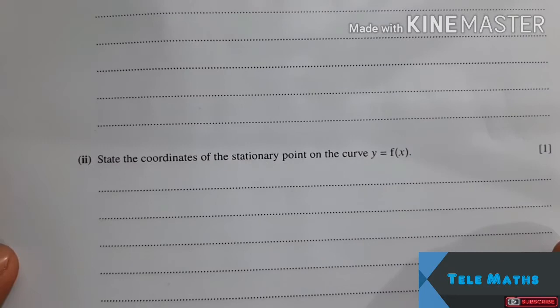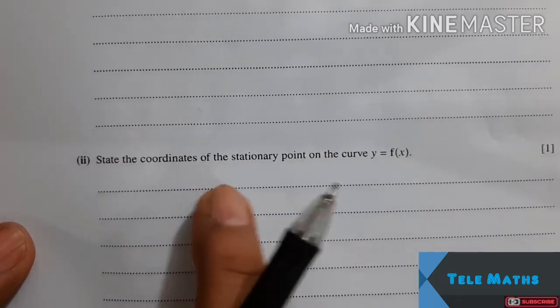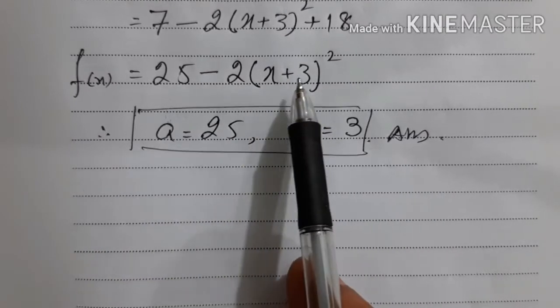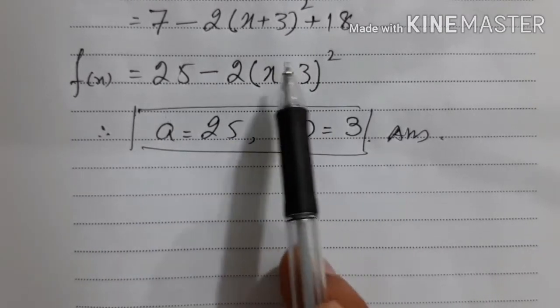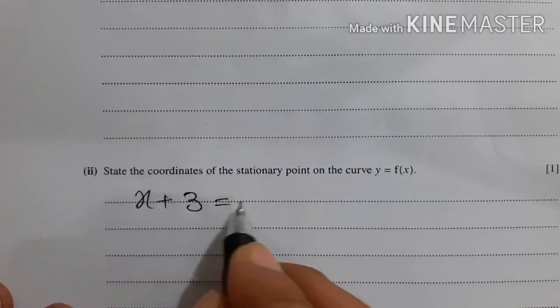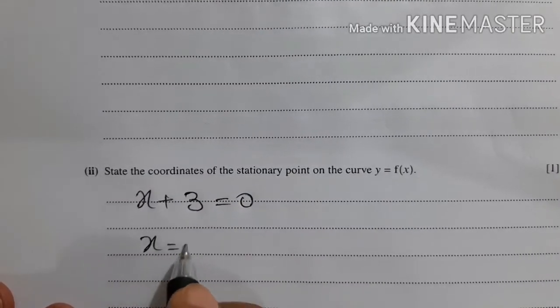Part 2. State the coordinate of the stationary point. So for the x coordinate, we always put this inner term equal to 0. So x plus 3 is equal to 0. This means x is equal to minus 3.